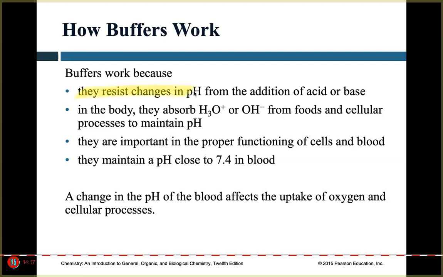So we already defined them as resisting changes in pH from the addition of acid or base. In humans and in animals, we absorb either hydronium or hydroxide, depending on what you eat, from certain foods, but mostly from cellular processes. A lot of them will generate protons, which are H+, which will then react with water to make it acidic. So you need a process to keep the pH around 7.4.